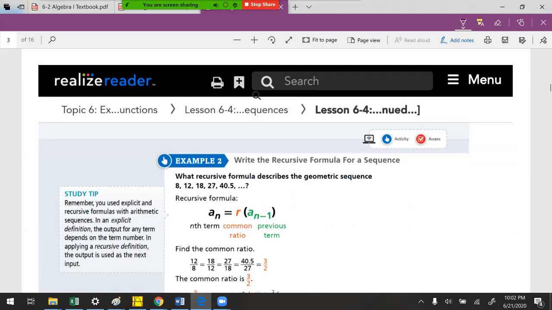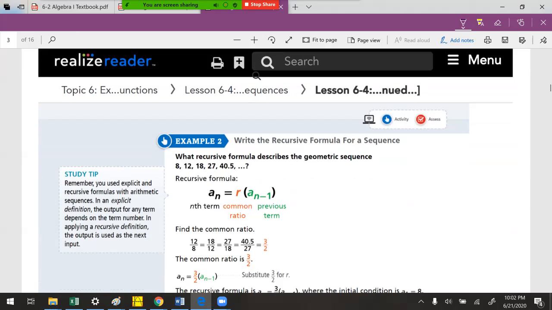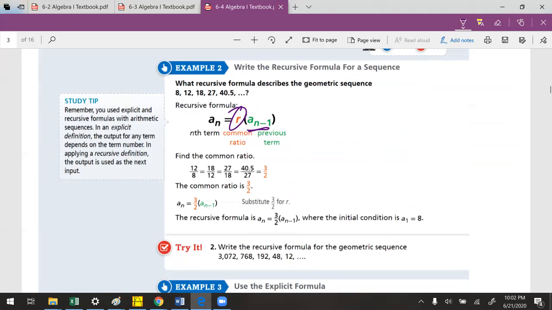Okay, next one here. Now let's write a recursive formula. It's actually easier, in my opinion, than the arithmetic one because you need two things: what you're multiplying by, and the first number. So for this right here, to find the recursive formula, you need to find the first number and then what you're multiplying by to get to the next number. Notice here, you're multiplying by 3/2. The first number is 8. And how do you get the multiplier? Divide 12 by 8, boom, 3/2.